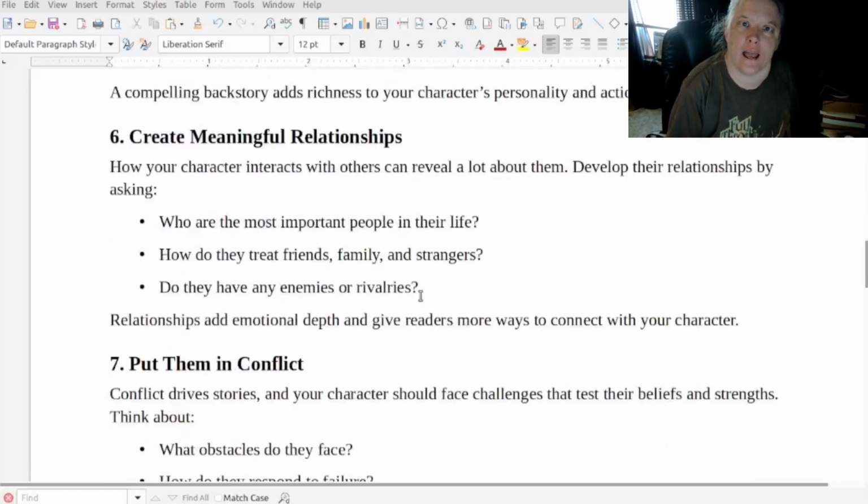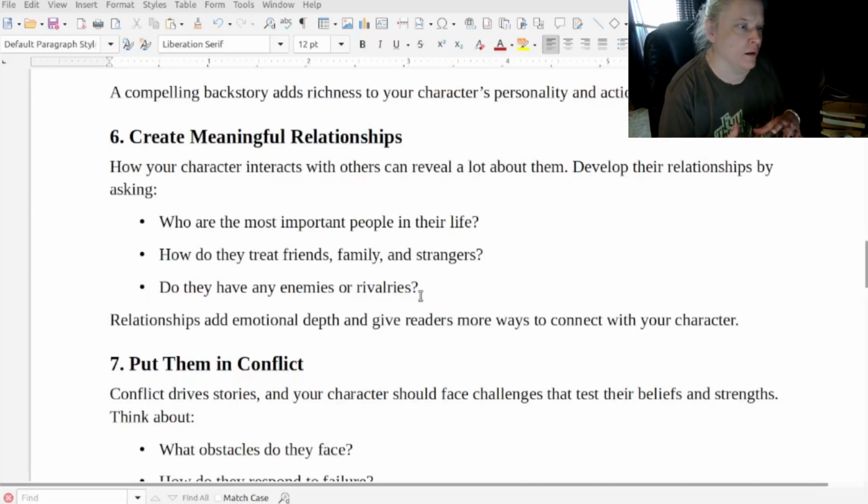Number 6, create meaningful relationships with your character. Now, this doesn't have to be a romantic relationship. It can be friendships. It can be people they work with. Remember, every communication you have with another person is a form of relationship. As humans, we have friends, we have family, we have coworkers, and we have acquaintances. All of those are different types of relationships.